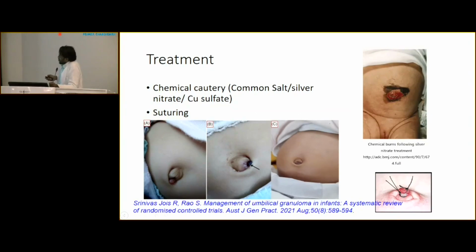The side effect of silver nitrate is that it can cause chemical burns around the umbilical region, making it an open wound, causing chances for umbilical infection or omphalitis to happen. And this is the surgical modality, which is suturing.